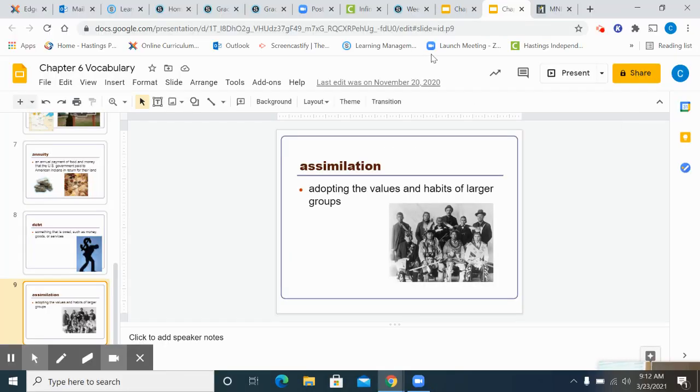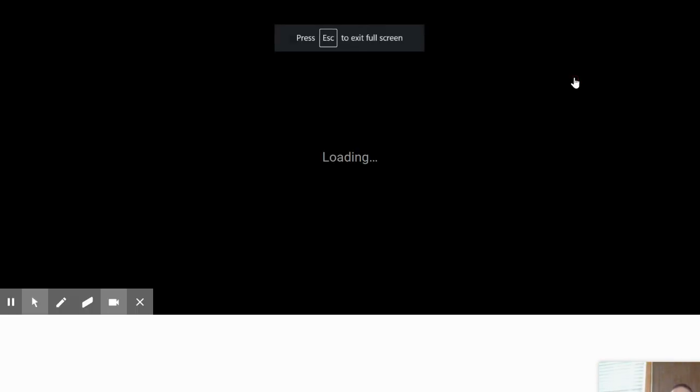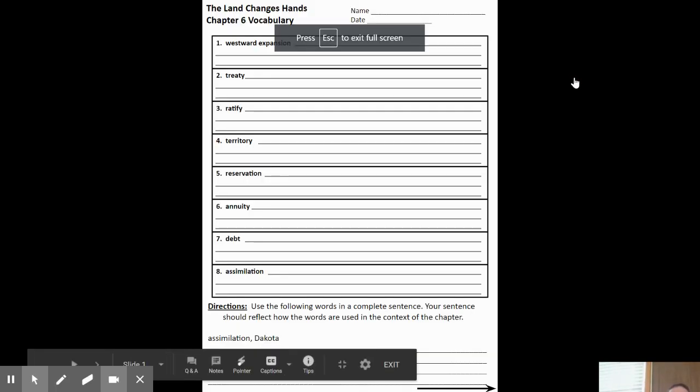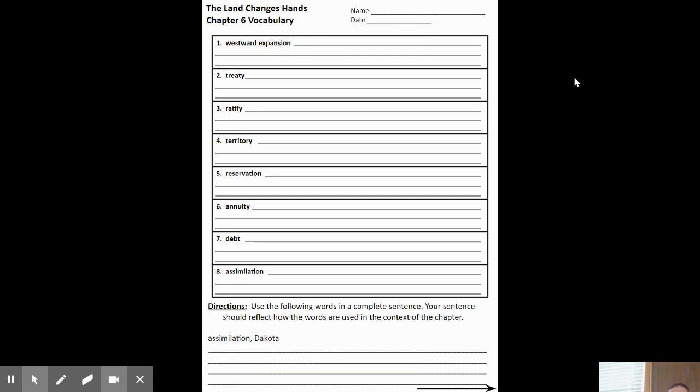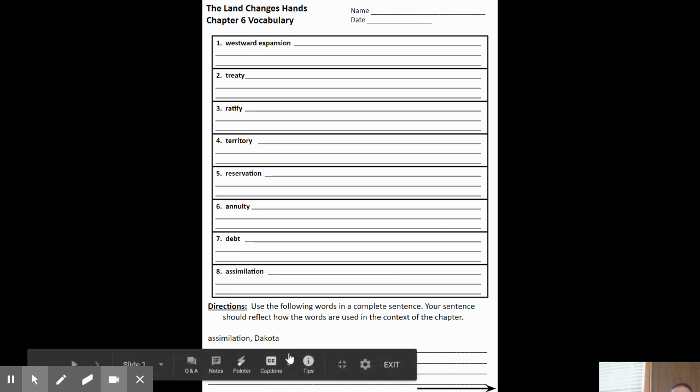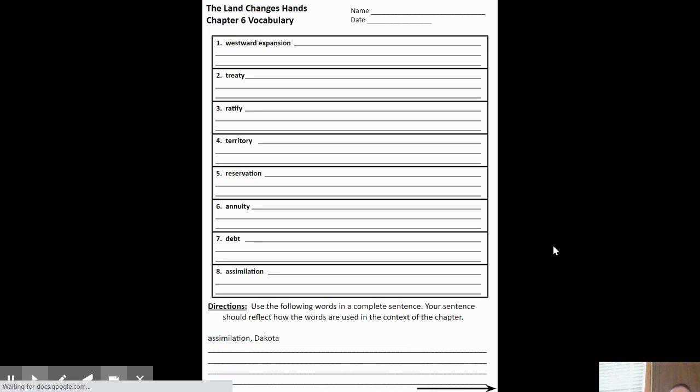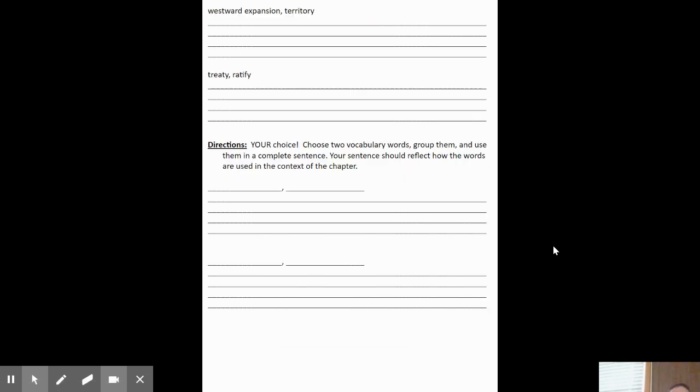Let me just pull back out and go back to our vocabulary assessment. Hopefully by now you have a better understanding of each of these terms. Your HOA teacher will provide you feedback on your sentences, starting with assimilation and Dakota, followed by westward expansion and territory, treaty and ratify, and then your choices for the remaining two sentences. So look for that feedback from your HOA teacher. If you have questions for them, please contact them. If you have questions for me, as always, contact me as well.